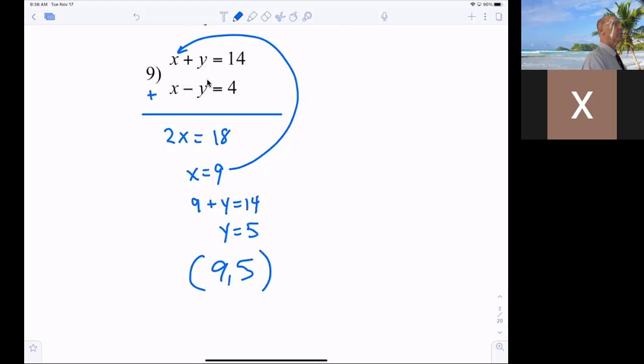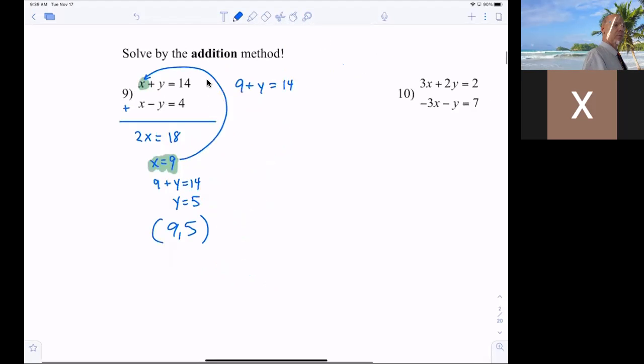Any issues? Yes. You good? You sure? How do you get 5? So what does x equal? X equals 9. So I just put 9 right there. So it's 9 plus y is 14, right? All right, going down.